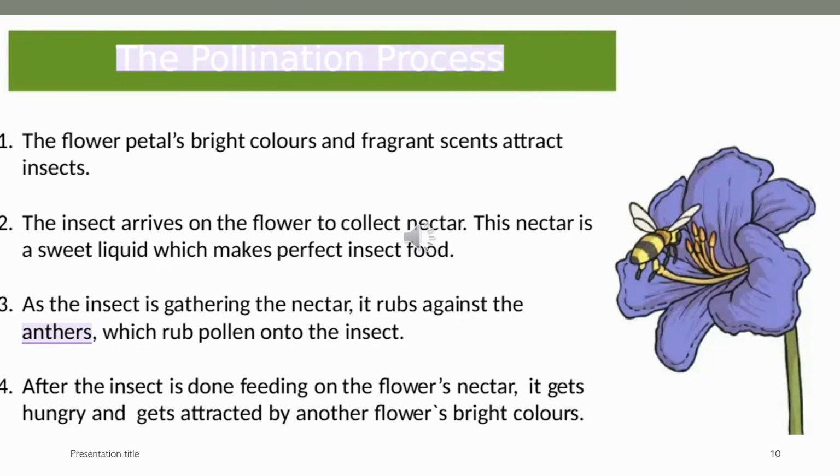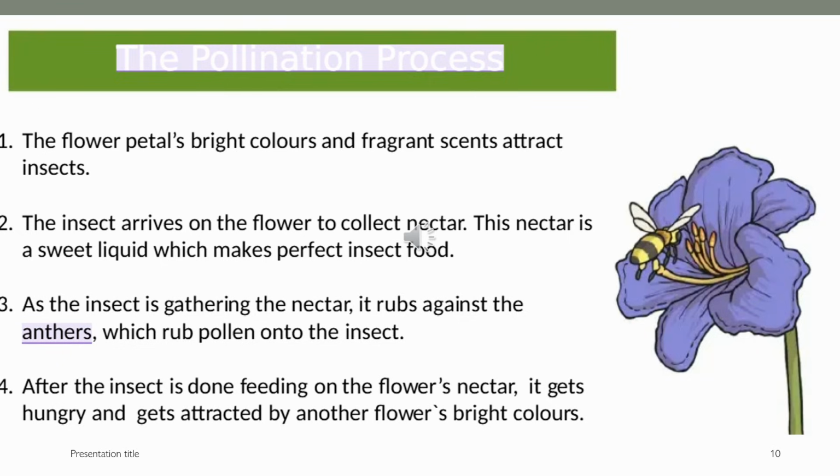This slide shows you the pollination process. Now let me explain. The flower's petals, bright colors and fragrant scents attract the insect. The insect arrives on the flower to collect the nectar. This nectar is a sweet liquid which makes a perfect insect food. Now, as the insect is gathering the nectar, it will rub itself against the anther of the plant, which rubs the pollen onto the insect.